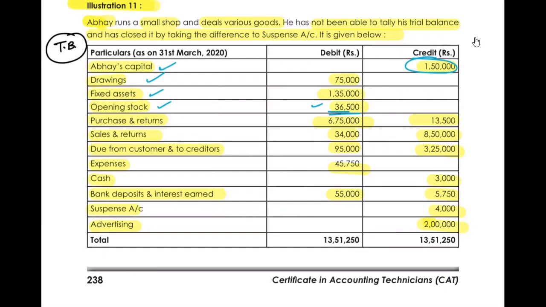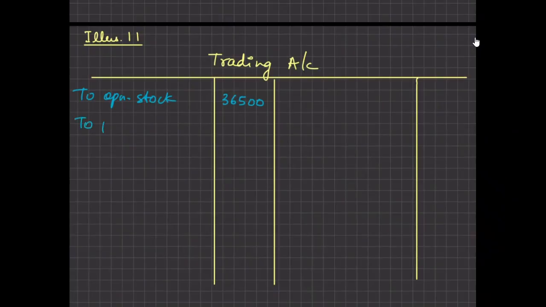36,500. Then we have purchase and purchase return of 6,35,000 and 13,500. So purchases of 6,35,000 less purchase return of 13,500 is 6,75,000. Okay.